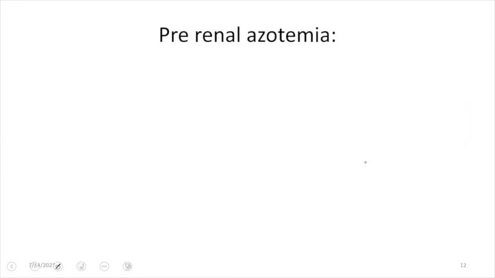Everything that happened in prerenal azotemia was a decrease in the blood flow to the kidney, and because of this decrease in the blood flow to the kidney, this manifested with a decrease in the GFR, and because of the decrease in the GFR, this led to azotemia, and along with azotemia, it also led to oliguria.